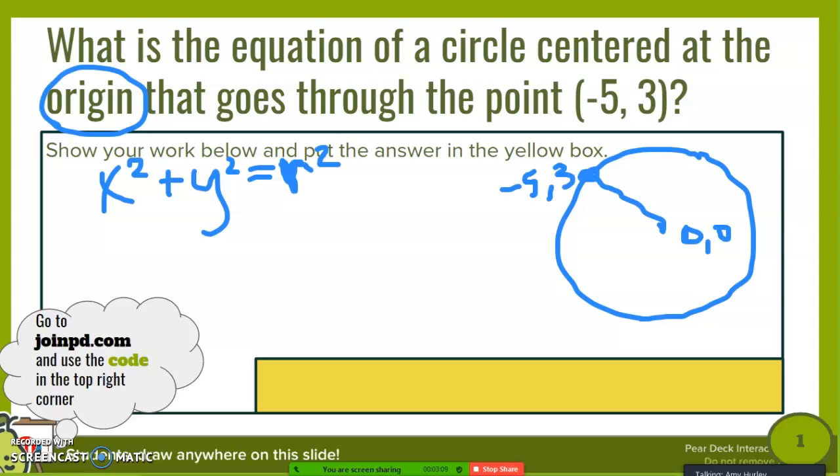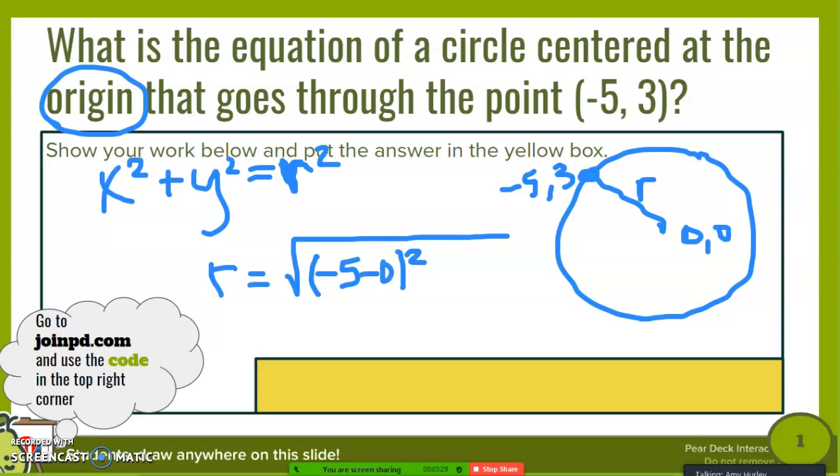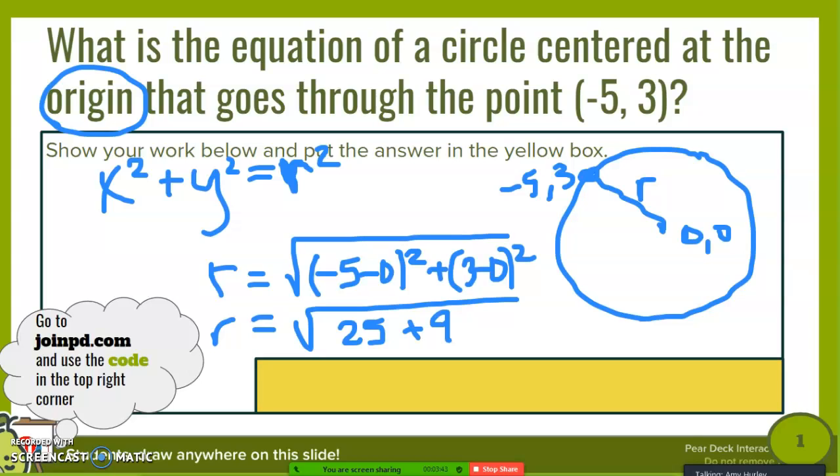So if we use the distance formula to find the length of the radius, to find the distance between the point 0, 0 and the point -5, 3, then we know our r. We know how much the radius is. So the radius equals, let's use our distance formula, the square root of -5 minus 0 squared plus 3 minus 0 squared, which is the same thing as 5 squared, 25, plus 3 squared, 9. So the radius equals the square root of 34.